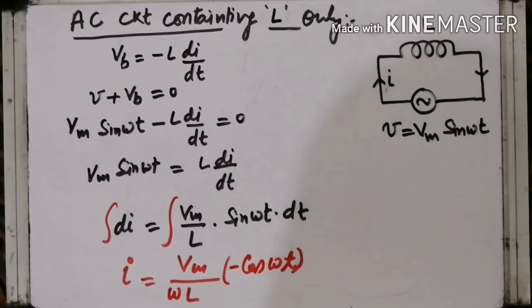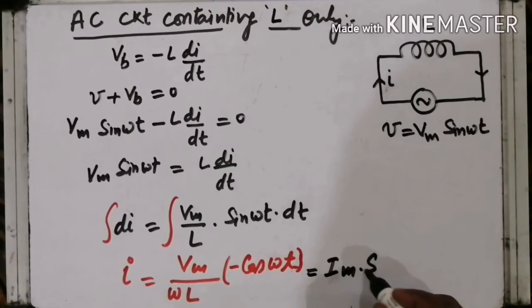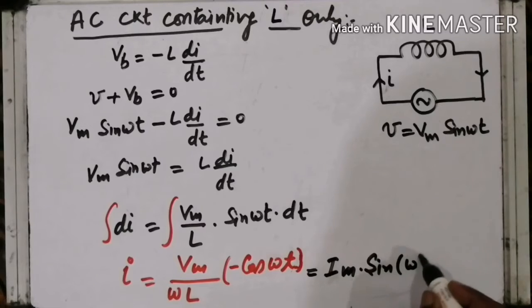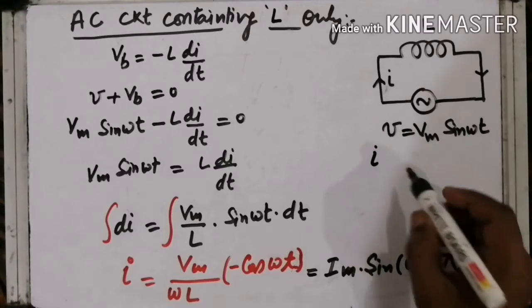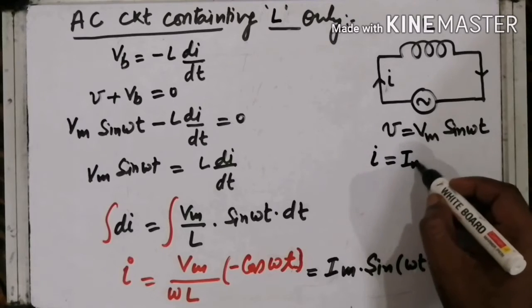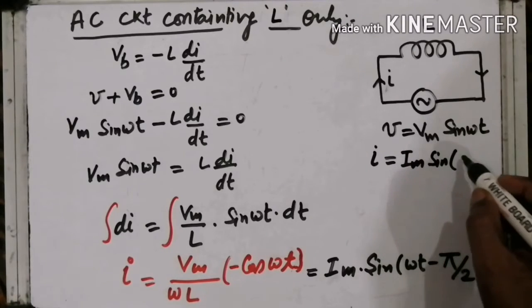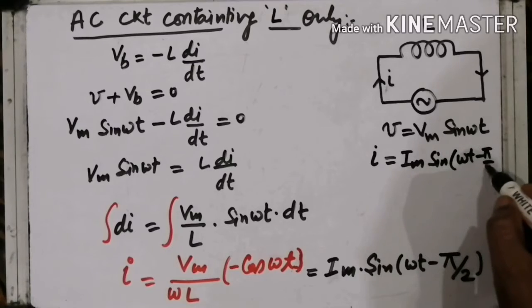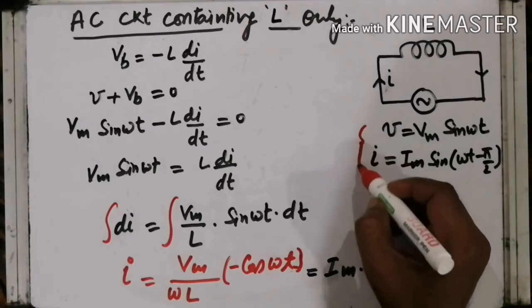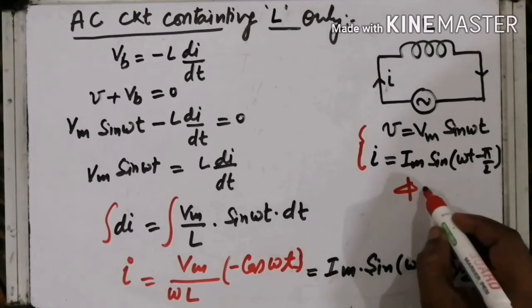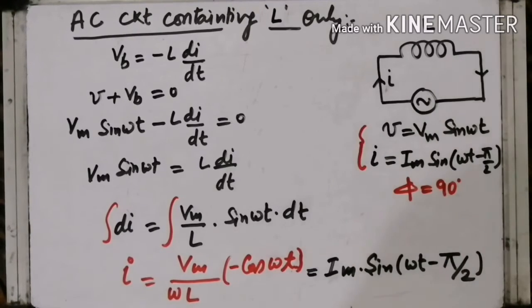So omega is here. It is I maximum into sin omega t minus pi by 2. So the equation of the current in a purely inductive circuit is I equal to I maximum sine omega t minus pi by 2. Right? See these two equations very carefully. What is the phase difference? Phi is equal to 90 degrees.